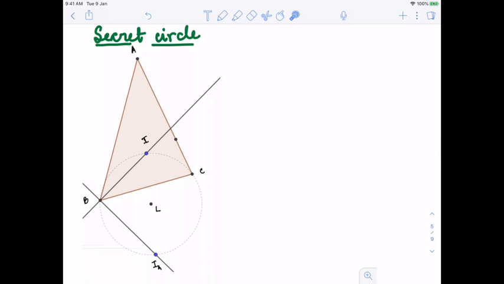If you look at the triangle ABC, and look at the incenter I and the excenter IA, then I claim the secret circle is the following one. There is a circle passing through I, B, IA and C. The four points B, C, I and IA are concyclic. They are on a common circle.